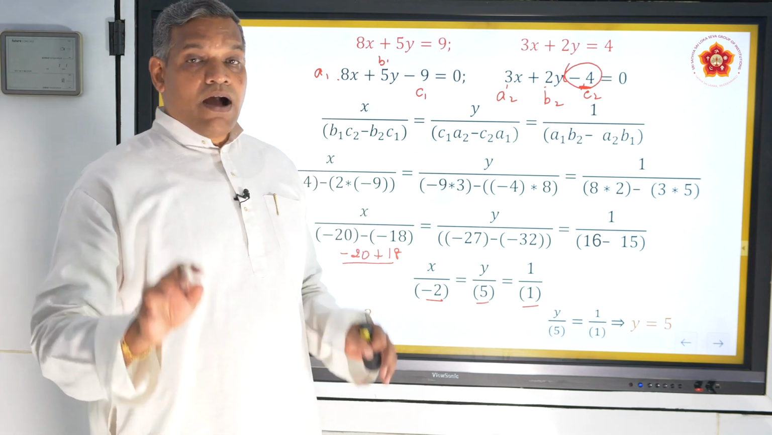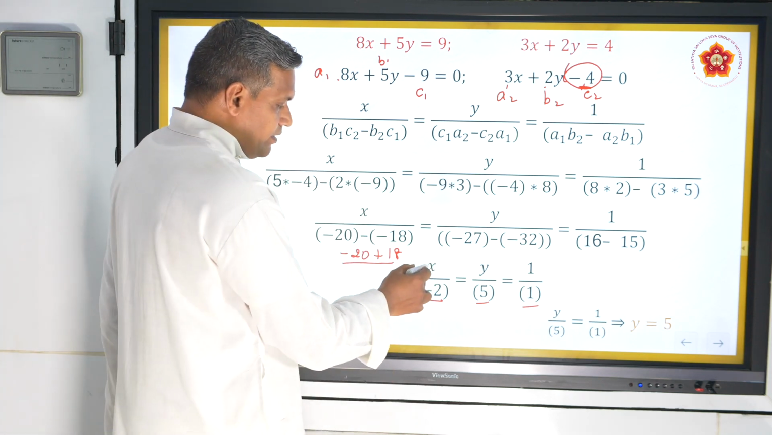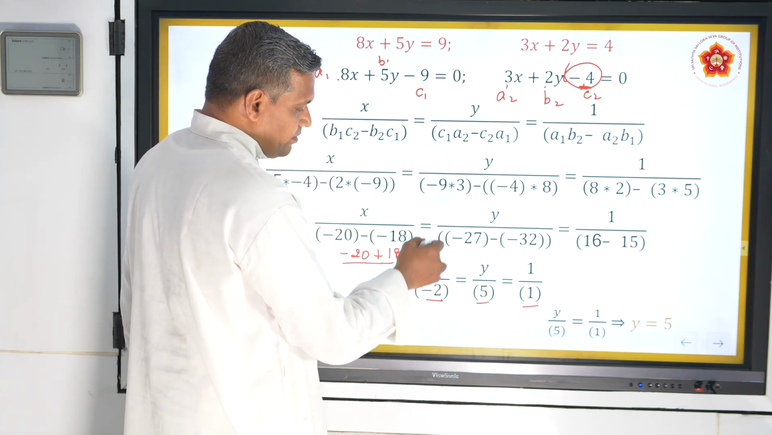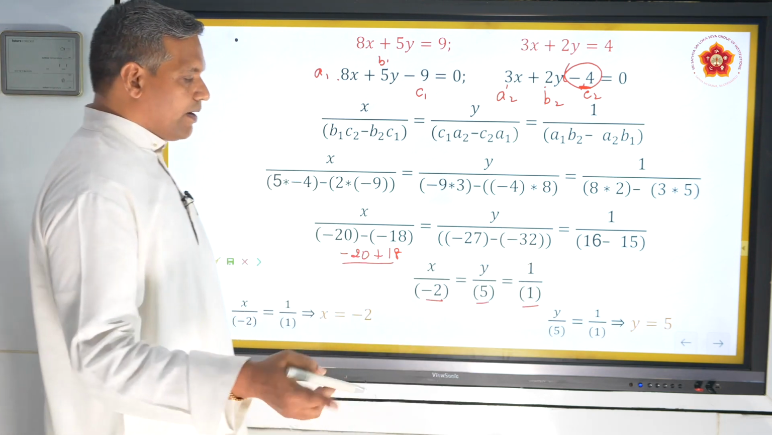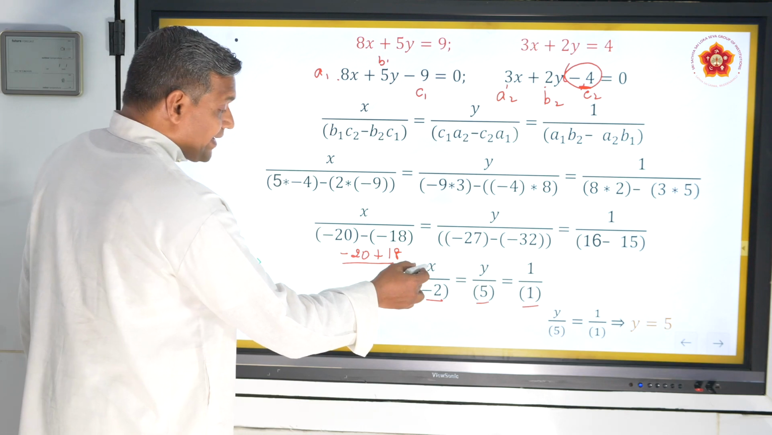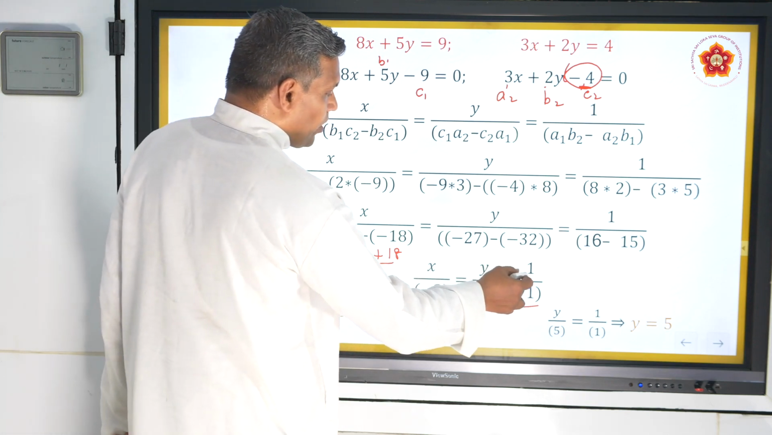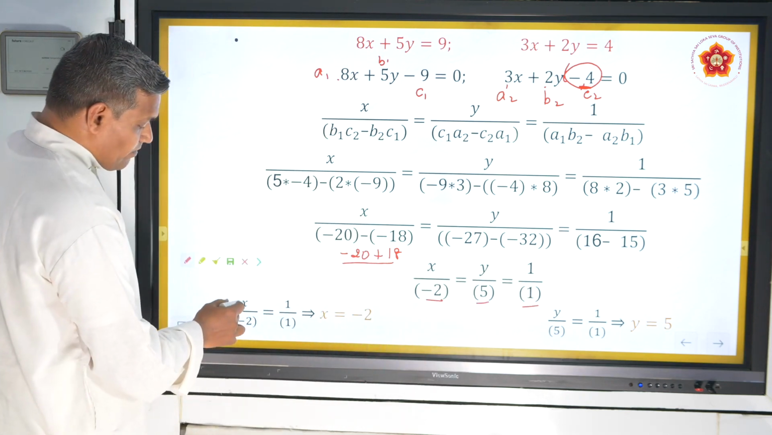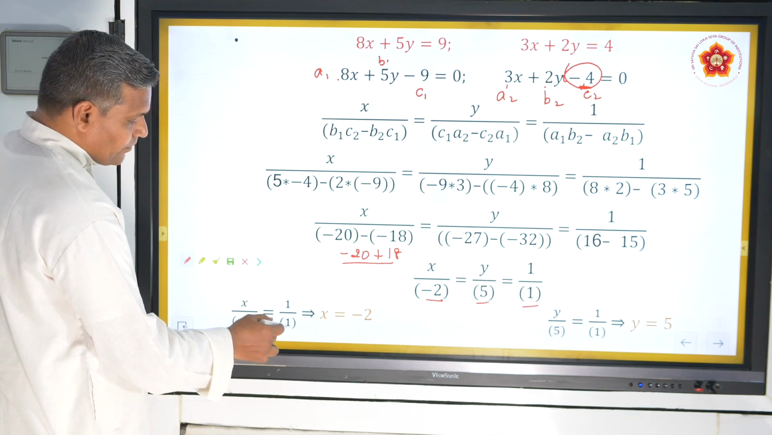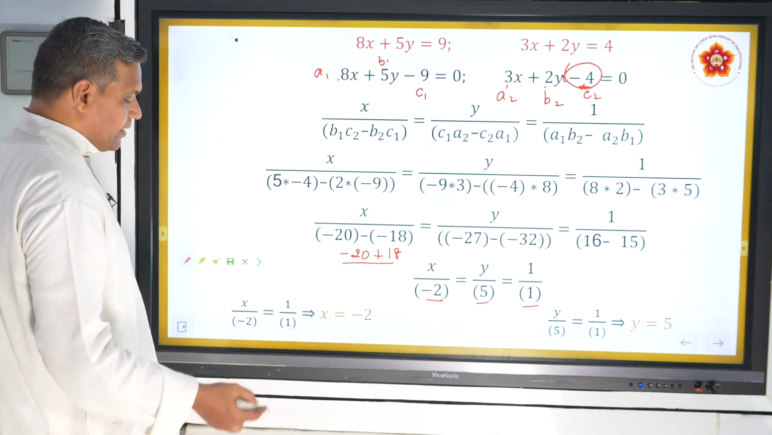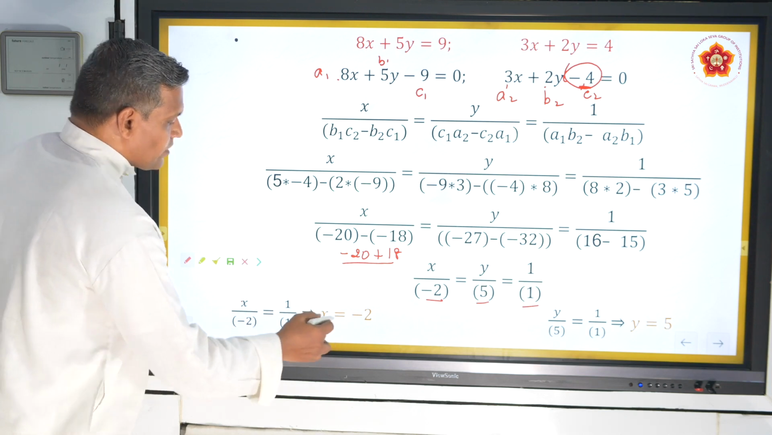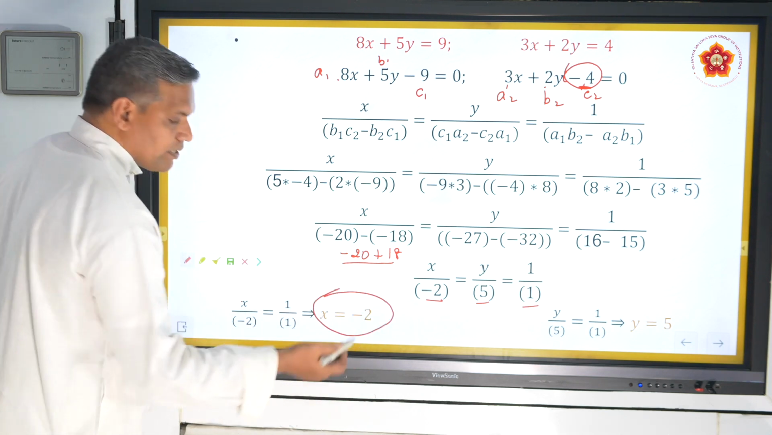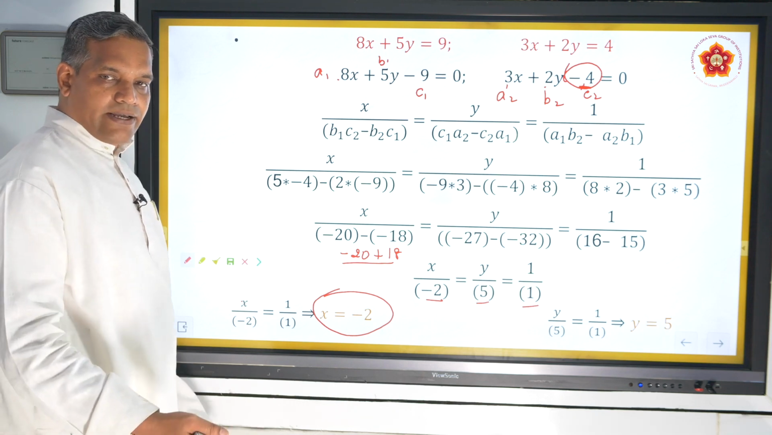What do you have to compare? Always you have to compare the first one, either the x thing or the y thing, with a constant. So now I compare x by minus 2 is equal to 1 by 1. Simple cross multiplication method. X ones are x. Minus 2 into 1 is equal to minus 2. So x value is equal to minus 2. Finish. That's my answer. Got it.